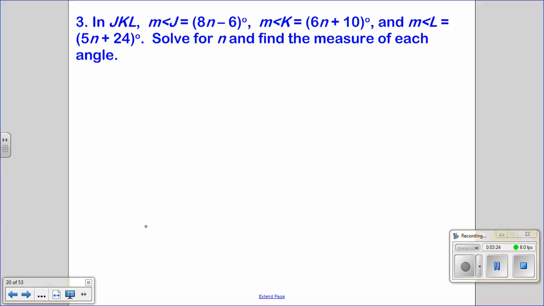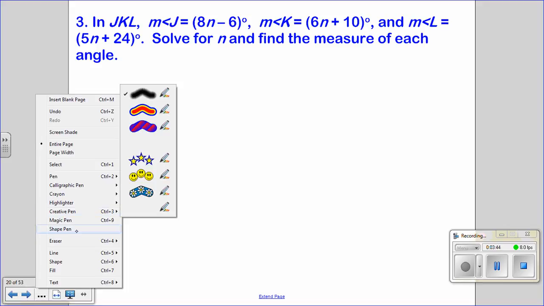Number 3, in JKL, the measure of angle J is 8n minus 6. The measure of angle K is 6n plus 10. And the measure of angle L is 5n plus 24. Solve for n and find the measure of each angle. It should have said triangle JKL.